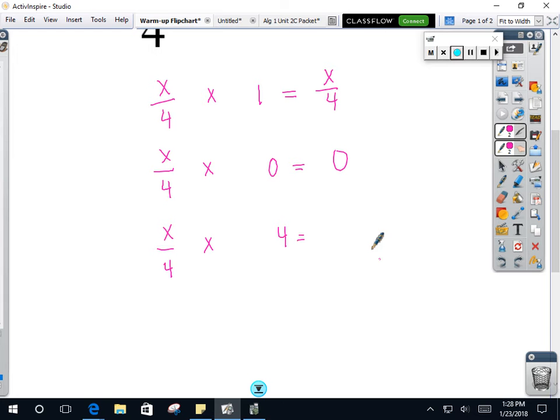But look right here. Isn't 4 like a 4 over a 1? So won't these cancel each other out? Because one on top, one on bottom, and then you just have x over 1, which is just x. So it's 4.